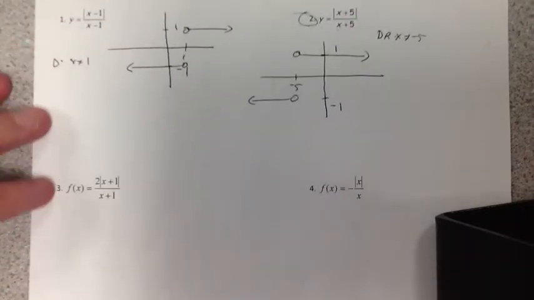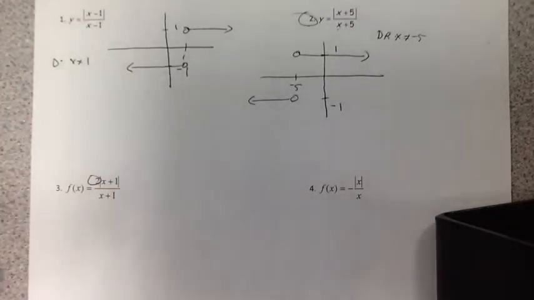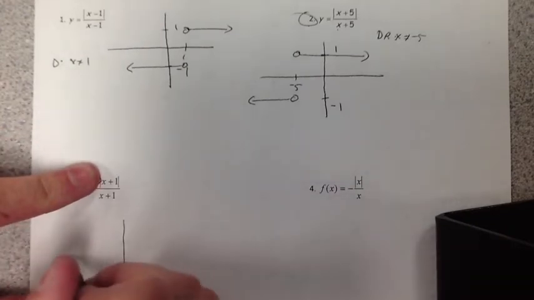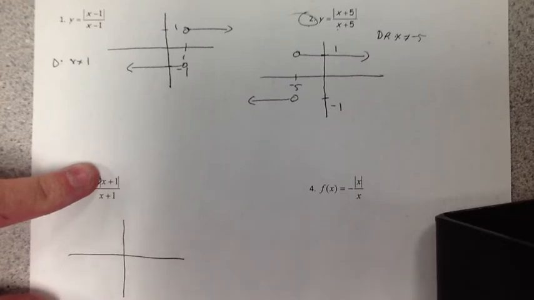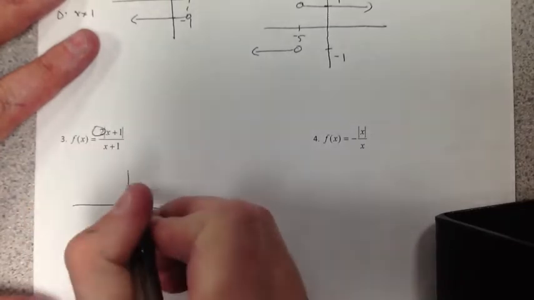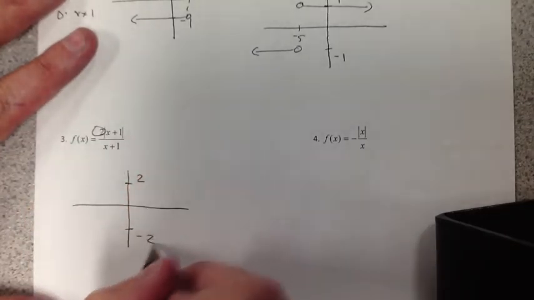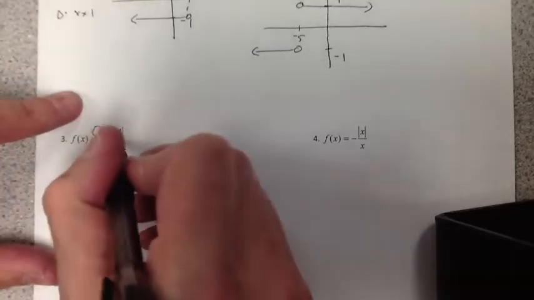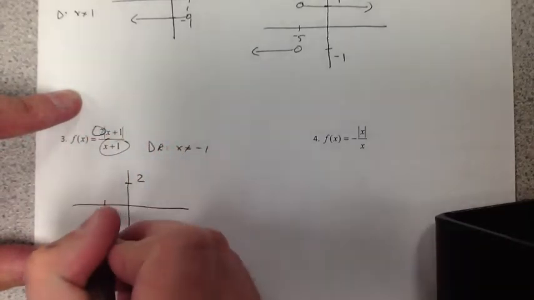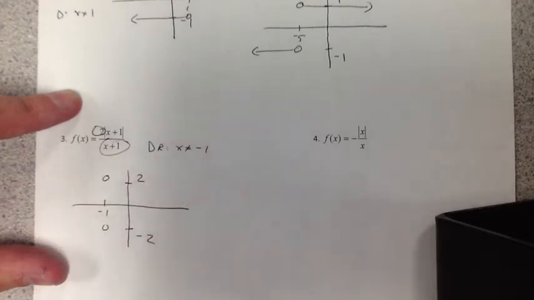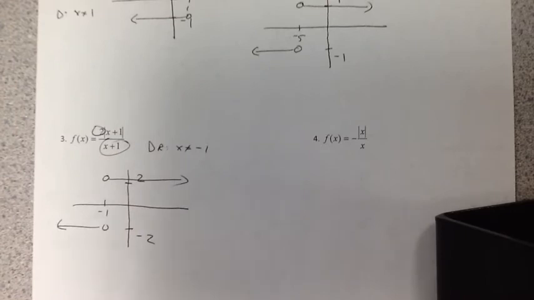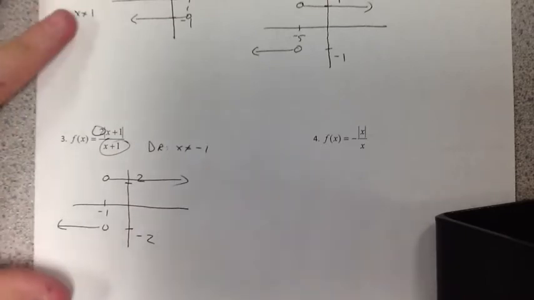So the question is, what will the 2 do to our graph? Well, if you ignore the 2, again, this is going to be either 1 or negative 1. But the 2 is stretching it. It's like our vertical stretch. So the 2 is going to make it either 2 or negative 2. And everything else is the same. Our domain restriction, x cannot equal negative 1. So at negative 1 is where we start. And to the right, positive. To the left, negative. Easy breezy. Just like we did at the beginning of the year.